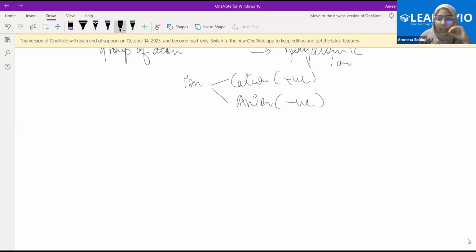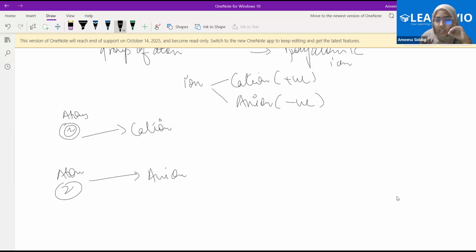Now the main point here is that let's suppose we are talking about just single atoms. This was the atom. It changed to the cation. This is atom number 1. This is atom 2. It changed to anion. But please pay attention.